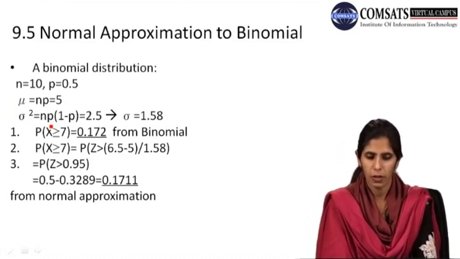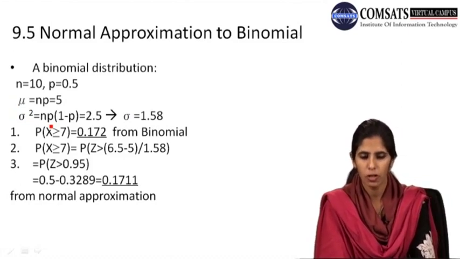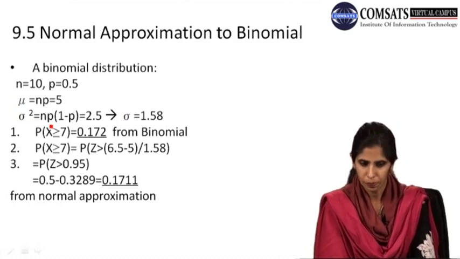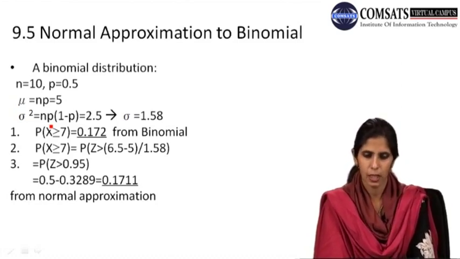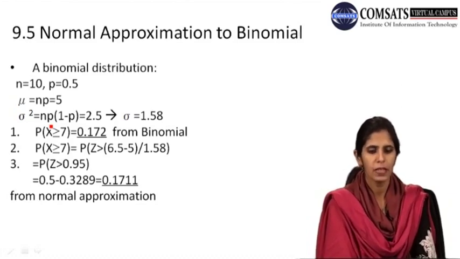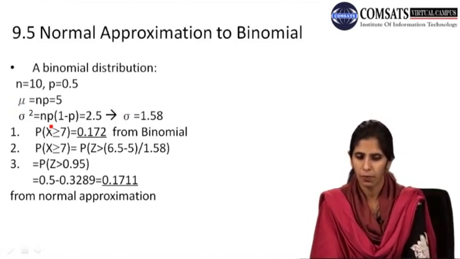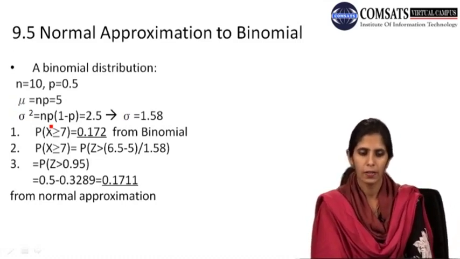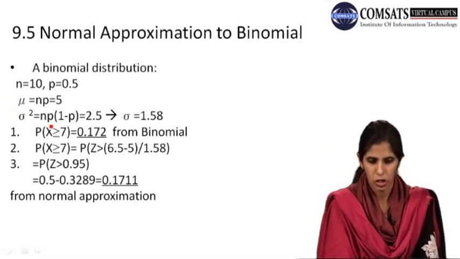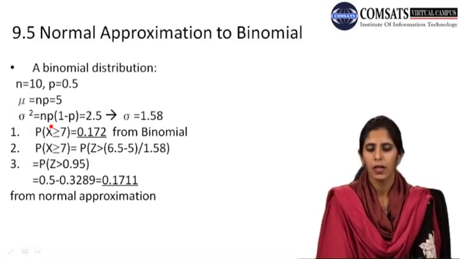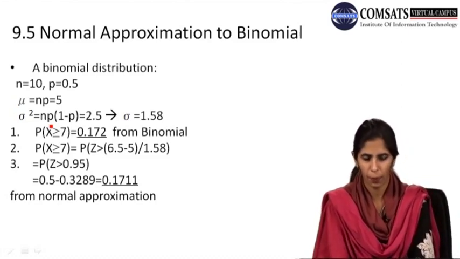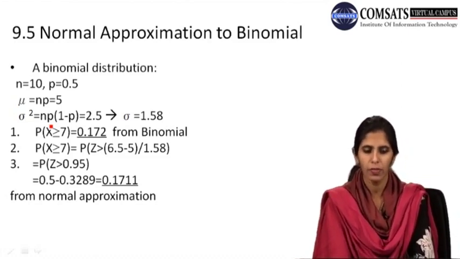Probability of x greater than or equivalent to 7 through normal distribution will be stated as probability of z greater than 6.5 minus 5 over 1.58, where 6.5 is the given value with continuity correction, 5 is the mean, and 1.58 is the standard deviation. From here we get 1.5 over 1.58, that is approximately equivalent to 1 or 0.95.